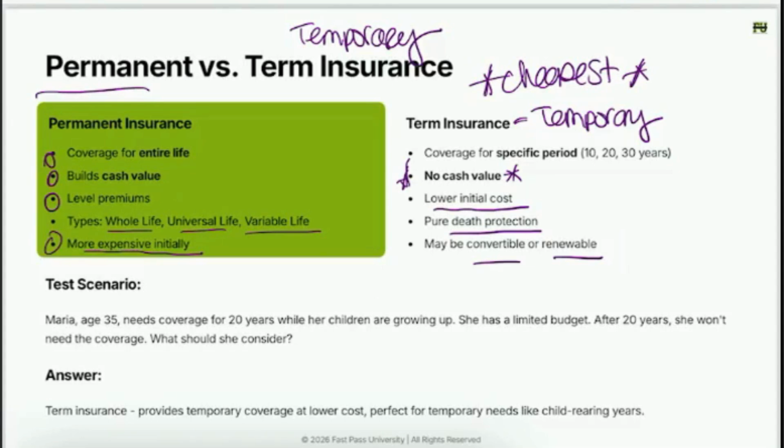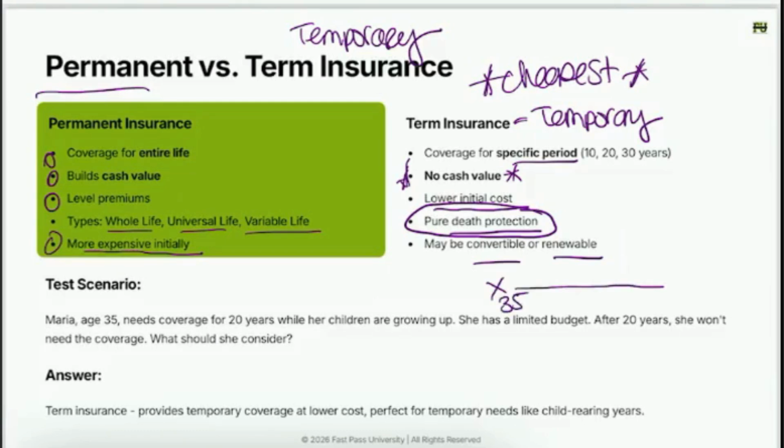And a couple questions they like to ask: which type of life insurance policy is the most cost affordable or has the lowest initial cost? Term insurance. Which type of policy provides coverage for only a specific period? Term insurance. Which type of policy is considered pure death protection? Term insurance. Okay.